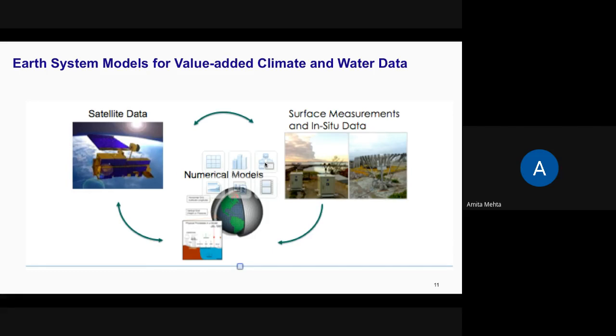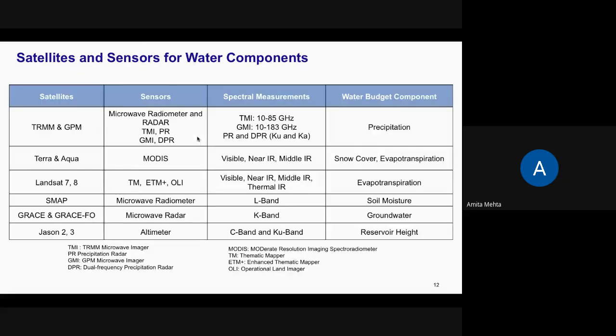So here is just a schematic of how these numerical models are used, in which surface measurements and in situ measurements are all used, assimilated. Also, satellite data are assimilated. So it's a value-added system for climate and water data. And what we want to talk about is a number of models which are available for looking at various timescales, looking at climate variability and also long-term climate variability and change.